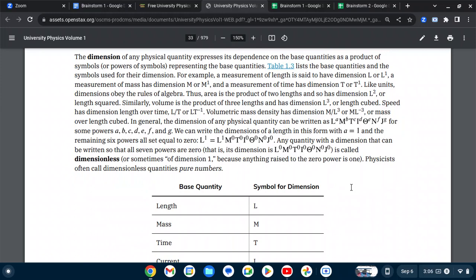In general, the dimension of any physical quantity can be written as L to the A, M to the B, T to the C, I to the D, theta to the E, N to the F, J to the G, for some powers A, B, C, D, E, F, and G. We can write the dimensions of a length in this form with A equals 1 and the remaining 6 powers all set equal to 0. L equals L to the 1, M to the 0, T to the 0, I to the 0, theta to the 0, N to the 0, J to the 0.